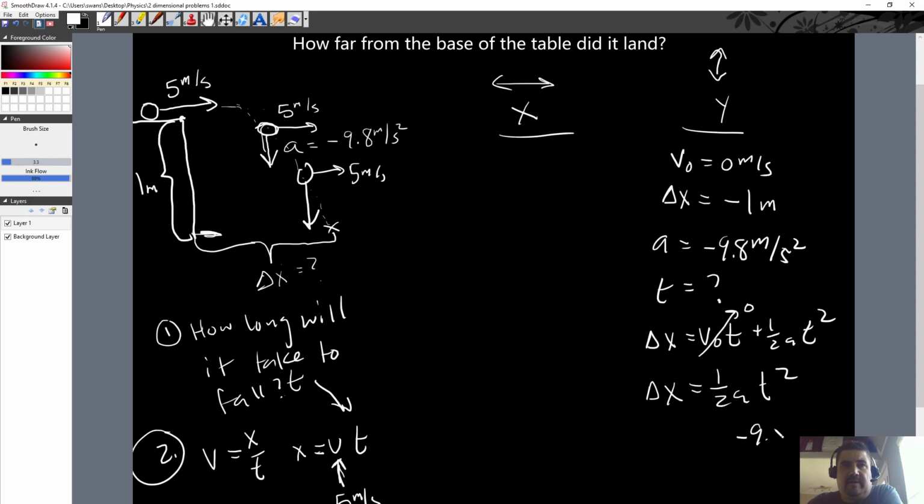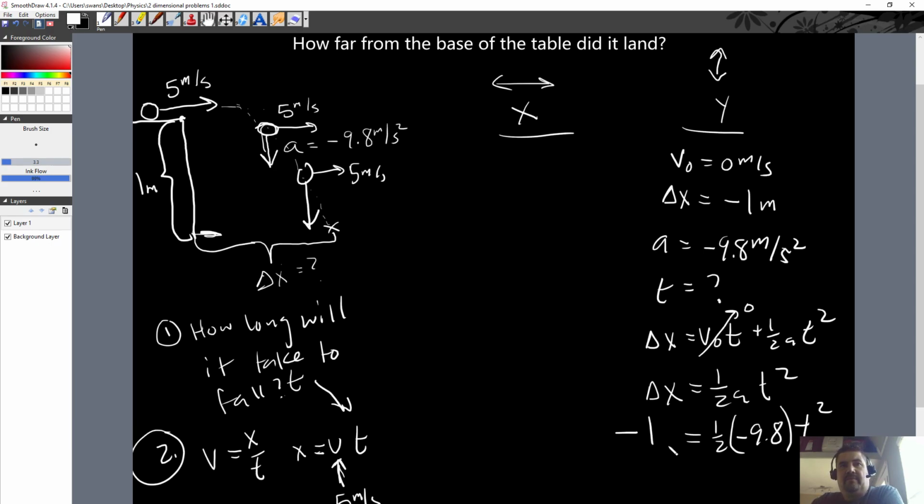So negative 9.8 for the a. T squared, I don't know what it is. 1/2, we'll multiply those, is equal to delta x. Oh wait, no, we don't. We know delta x, don't we? So let's go back and fix that. Delta x is negative 1 meter.